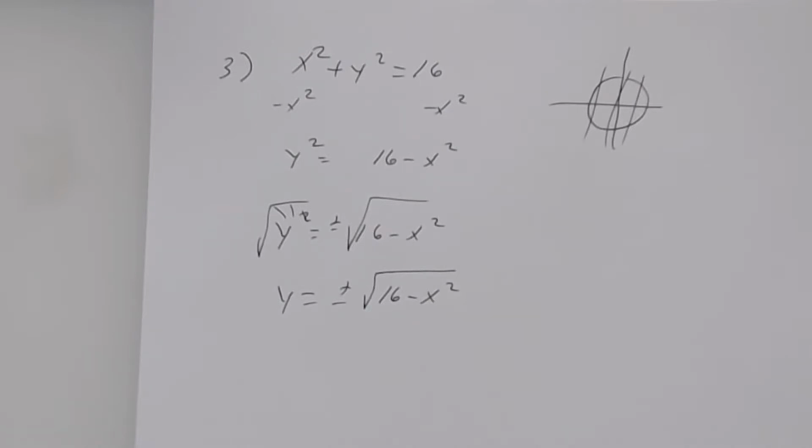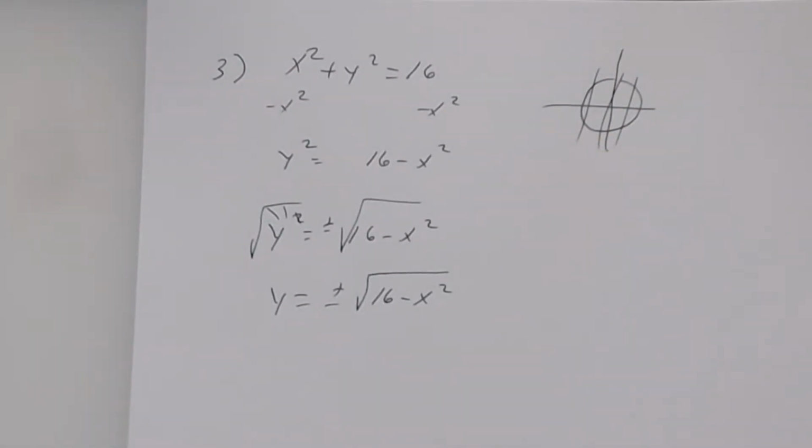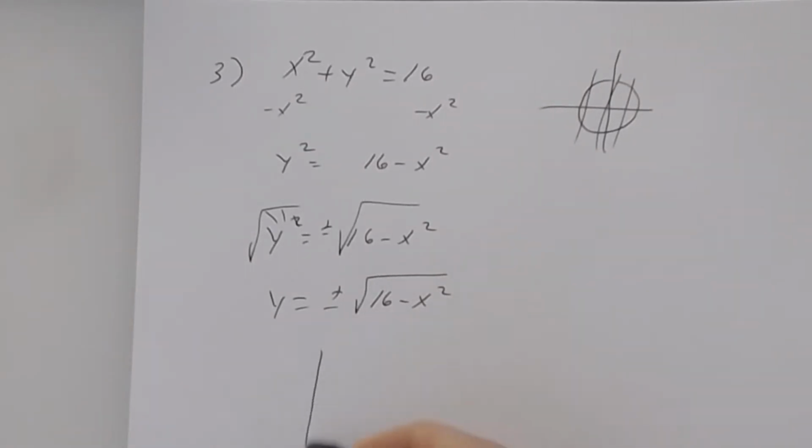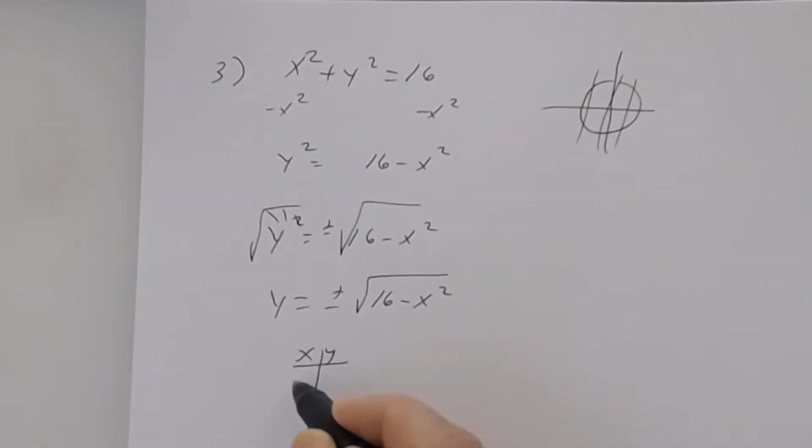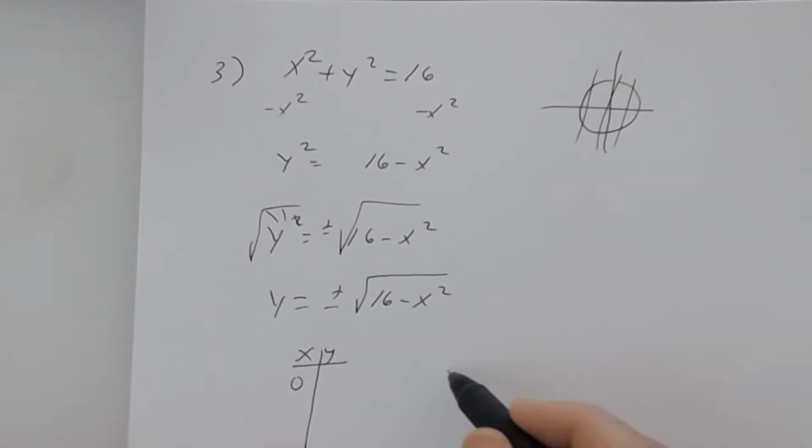Now, watch what happens. Make sure you put plus or minus. If you didn't, you would not get the right answer, unless you knew it was a circle. I want you to see something. Remember, if possible, always use 0 first. If x is 0, watch what happens.